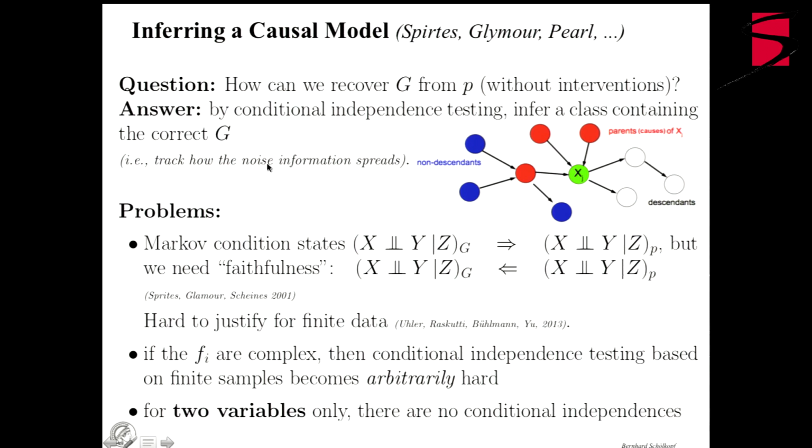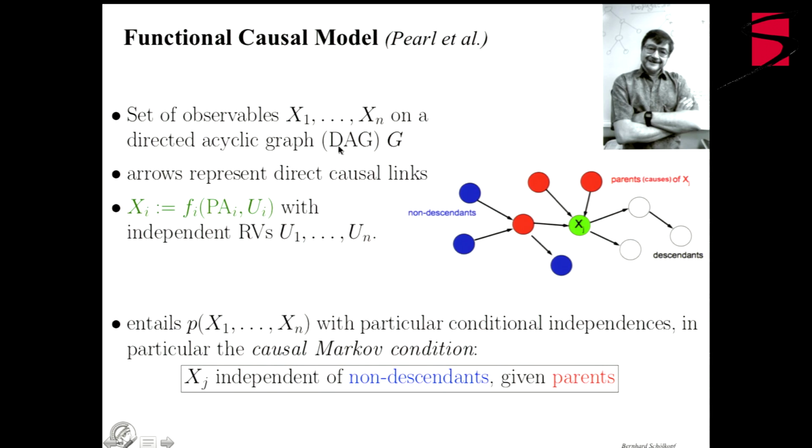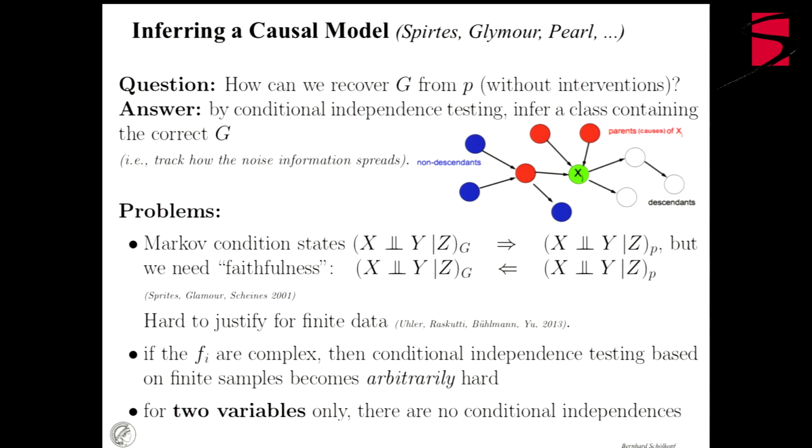And this answer says, I told you before about this Markov condition. We have a certain conditional independence property. So the answer says, let's do conditional independence testing to find out as much as possible about the graph that might have generated the data. It turns out this doesn't give us a unique graph. It gives us a class of graphs that contains the correct graph. That's beautiful, but one could argue that there are still some problems with this.